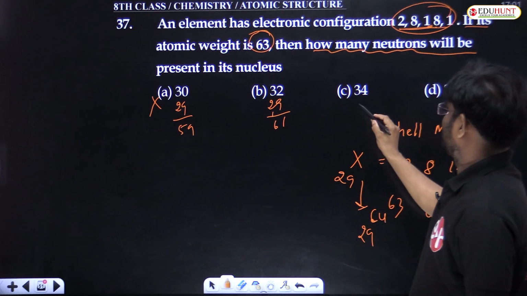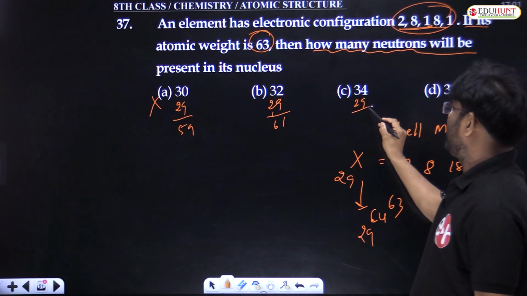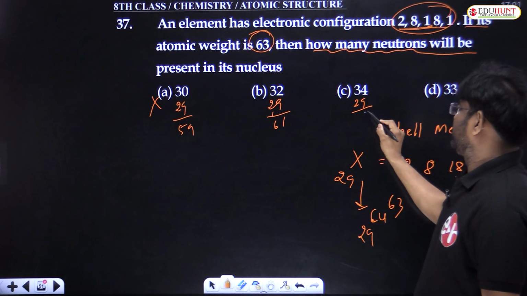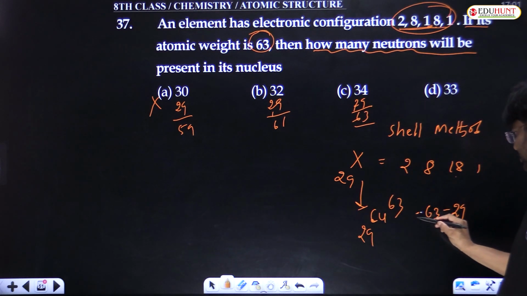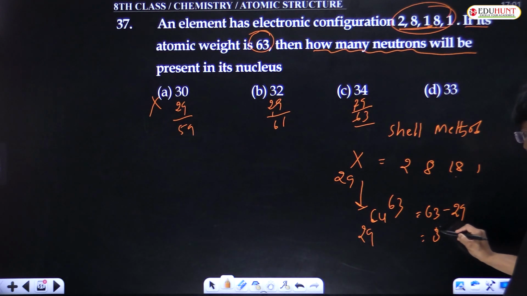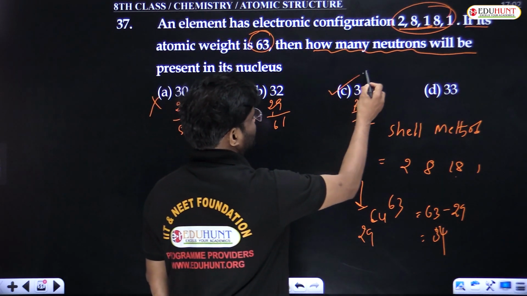We are getting 34. If you add 3 plus 63 here, so here 63 minus 29, how much is it? 34. So option C is correct.